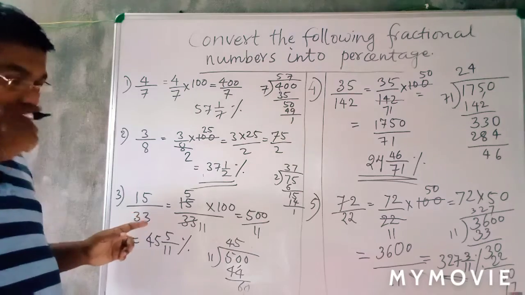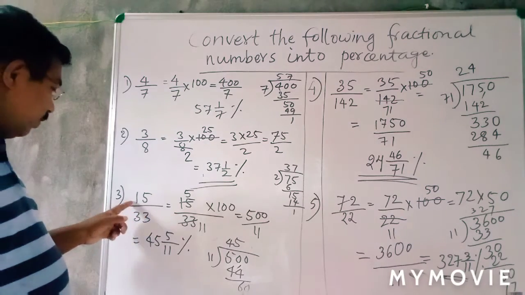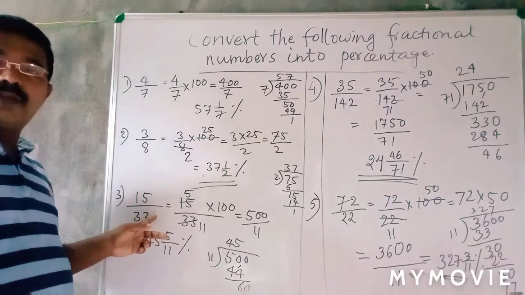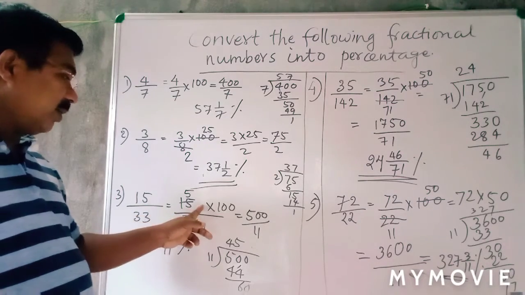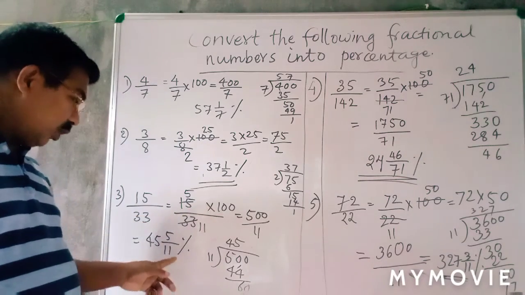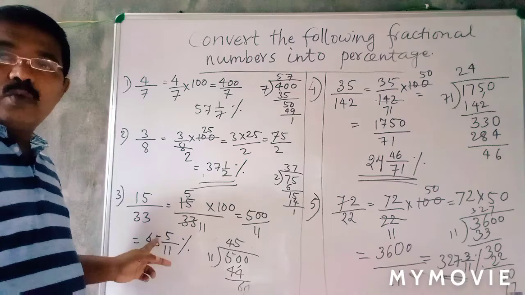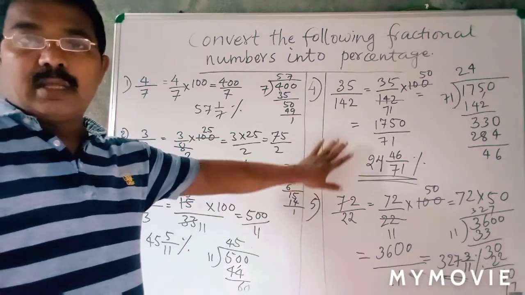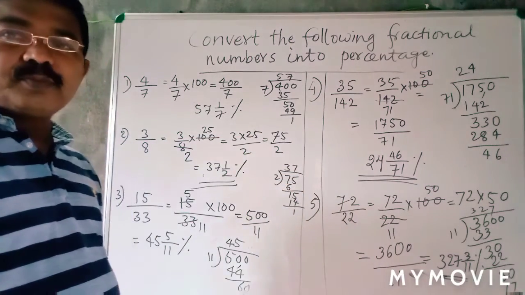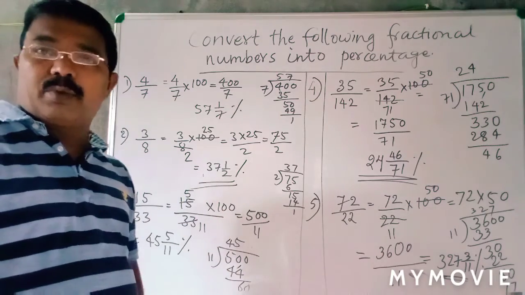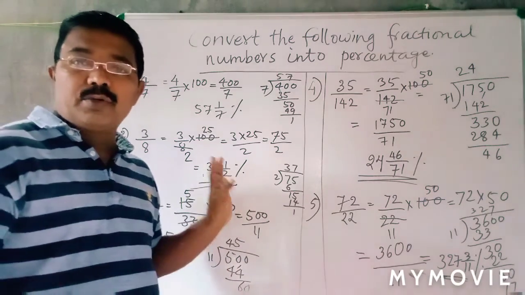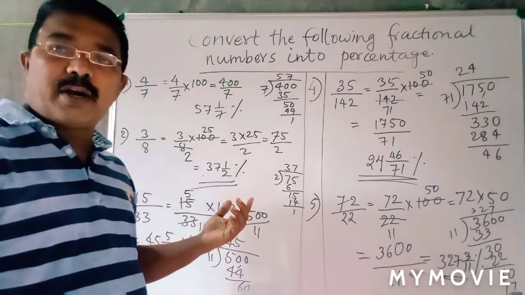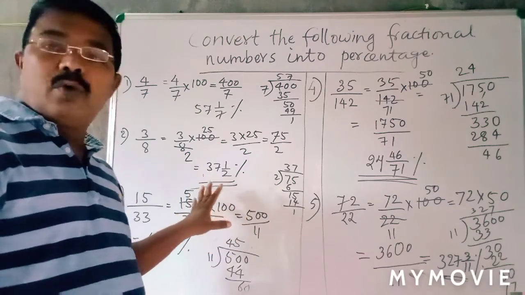Here also you see the examples 15/33. We converted this number into percentage by multiplying it with 100 and we got the answer 45 1/11%. In this way here there are so many examples given. All these are proper and improper fractions. I told you to convert proper and improper fraction numbers into percentage.